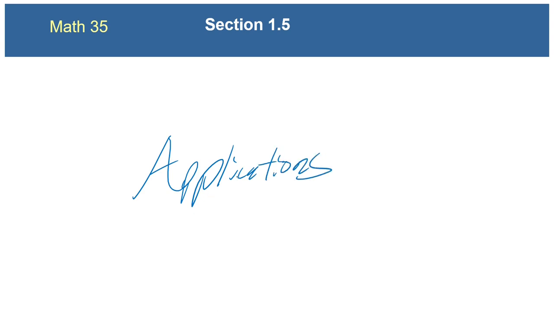Welcome to section 1.5. Today we're going to look at applications, and that means we're going to do a lot of word problems.